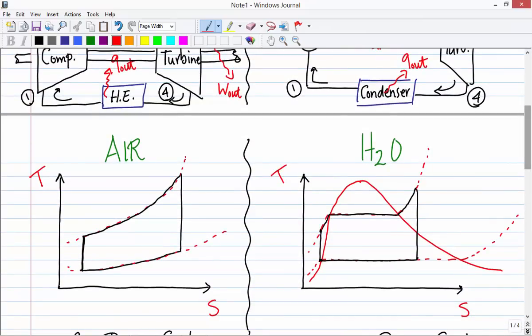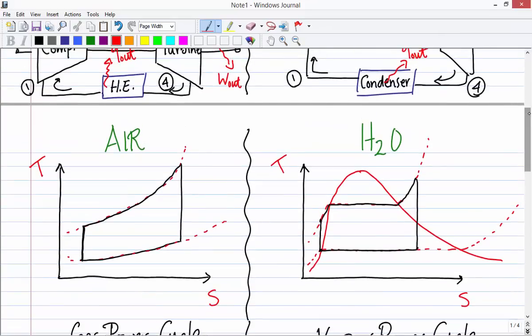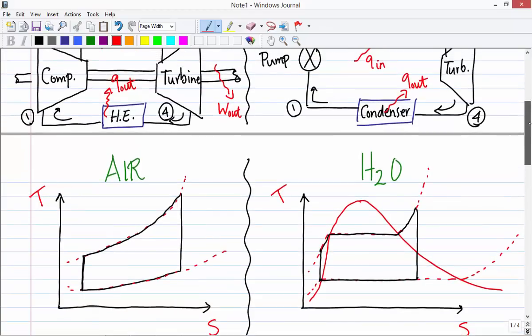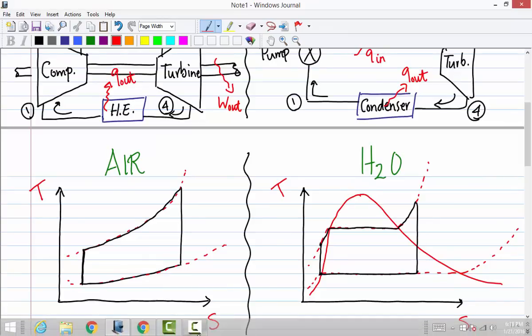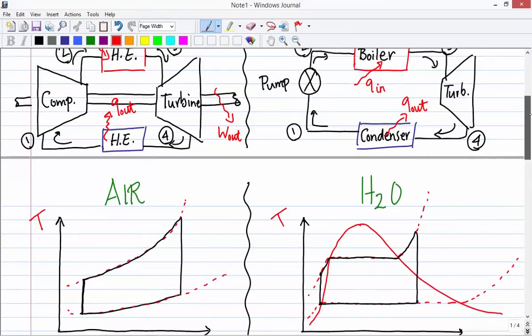So now let's go to the figure, to the plots. On the left side, once again, we have air as a working fluid, and on the right side, we have water, H2O. And I'm plotting the TS diagrams. Here's the T, the vertical axis, and the horizontal axis is the entropy. Just keep in mind that these horizontal axes are entropy. Okay, great, that's good.